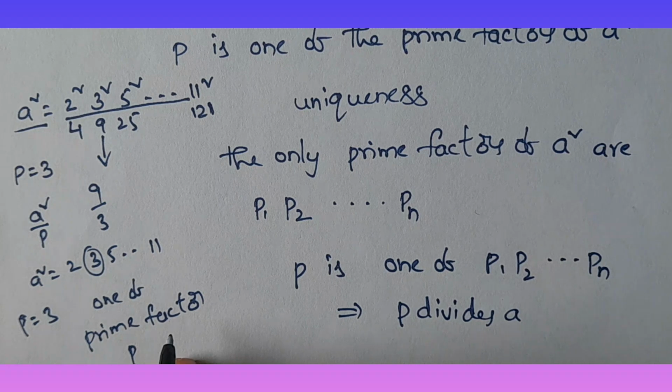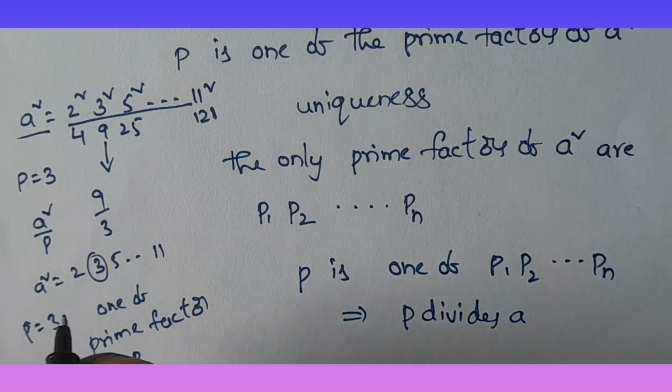Given that p is a prime number, p divides a square, then p divides a, which means p is one of p1, p2 and so on pn. p1, p2 and so on pn is the prime factorization of a. That's why p divides a.